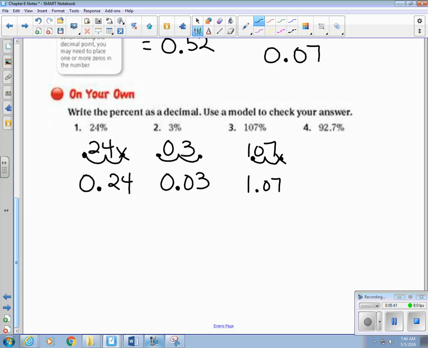And number 4, 92.7, I'll rewrite that without the percent symbol. Now there already is a decimal point here, so I don't have to add one. So we'll just move the one we have, 1 place, 2 places, rewrite it. We don't have a number in the ones position, so we're going to add that 0 placeholder in the ones position, and then write all of the numbers to the right of that decimal point in our final answer, 0.927.